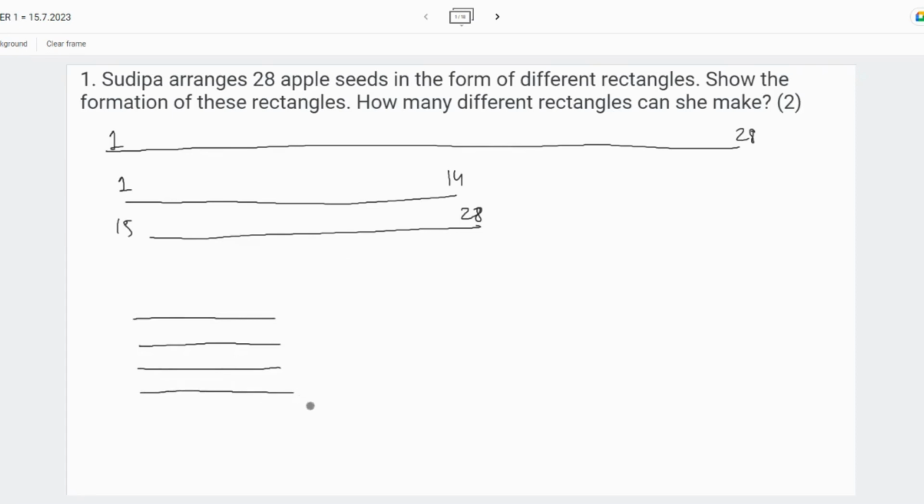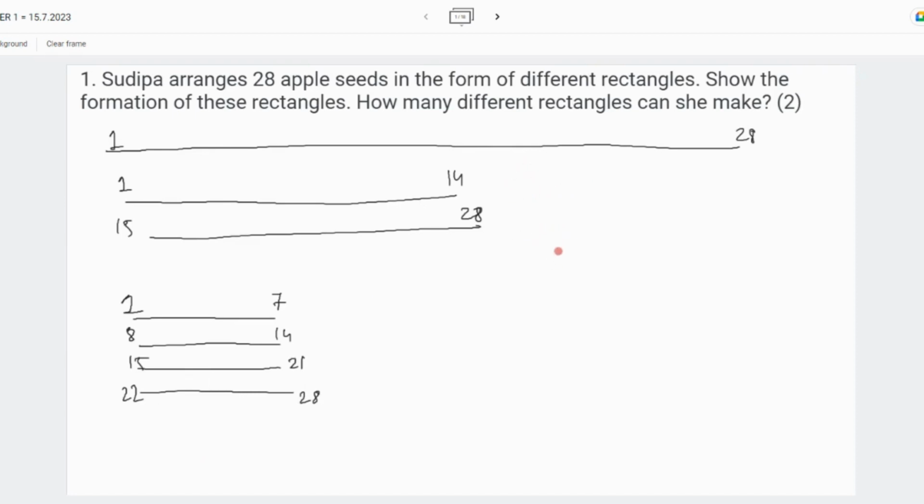Now in the third case, if I want to divide 28 apple seeds into 4 lines, in the first line I'll have 1 to 7th seed, in the second line 8 to 14th, in the third line 15th to 21st, and in the fourth line 22nd to 28th.